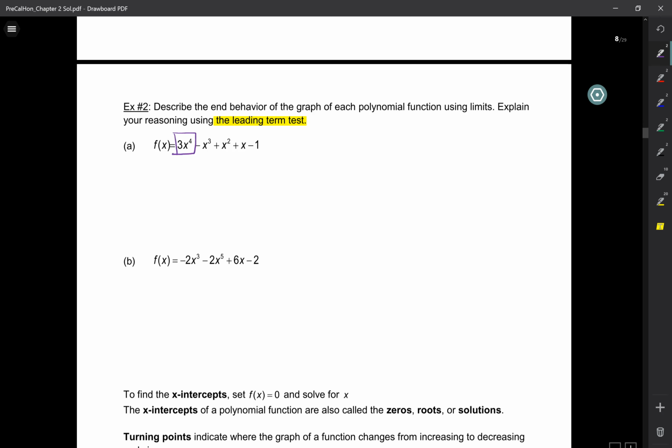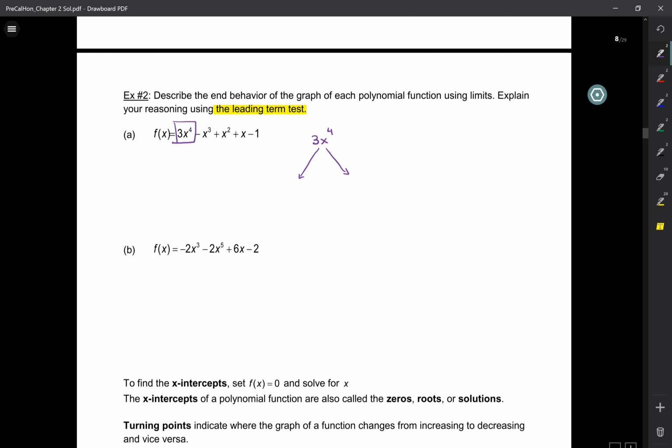And you take it with the sign. So if it's positive 3 or negative 3, you have to take the sign along with it. So if it's this one, I write it up over here, 3x to the 4. Now I need to look at the end behavior of this. So I need to look at the limit of f of x as x approaches negative infinity, and the limit of f of x as x approaches positive infinity.